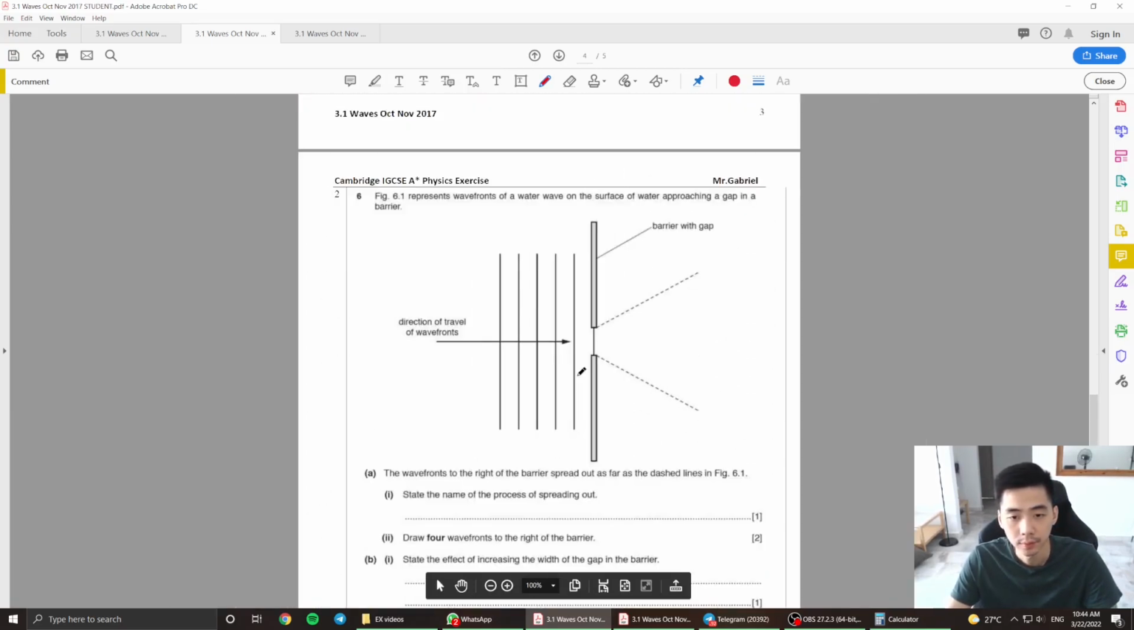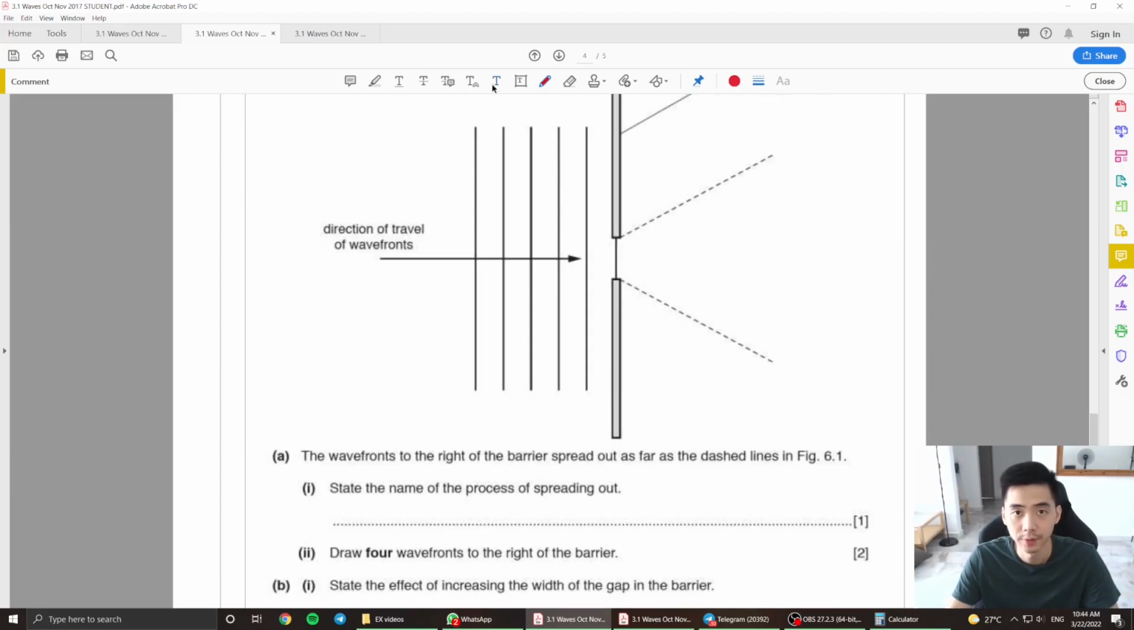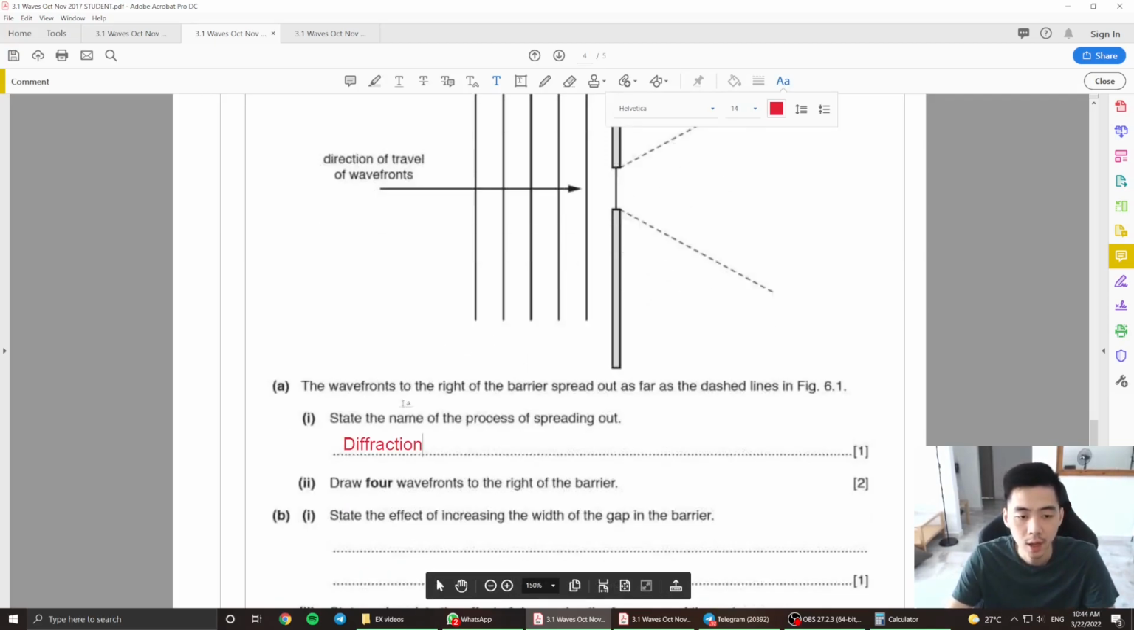And moving on. Represents the wave. This is obviously going to be diffraction. State the name of the process of spreading out. This here is obviously going to be diffraction, right? Because it's going to spread out. Draw 4 wave fronts to the right of the barrier.